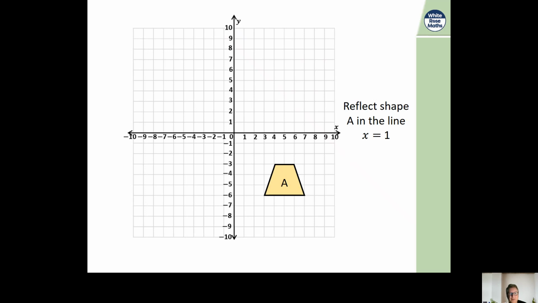Welcome back. I hope you got on really well with the first few questions. Let's look at this one. Reflect shape A in the line x equals 1. X equals 1. What could that be referring to? What do we know about coordinate grids?